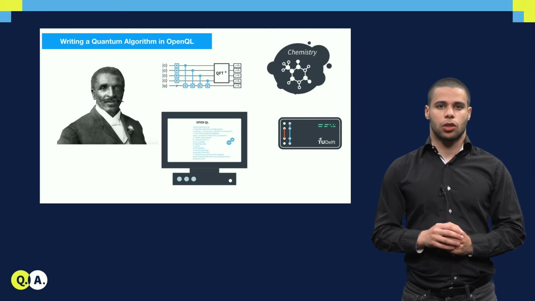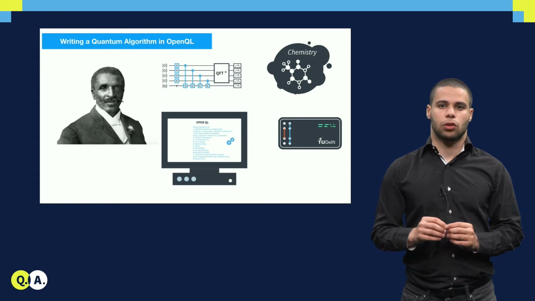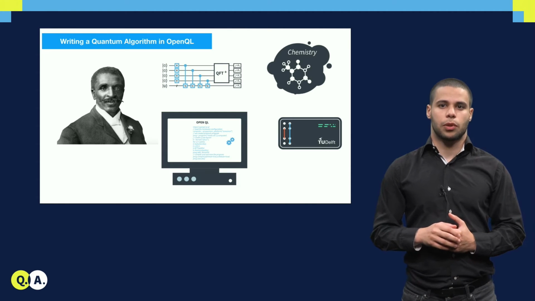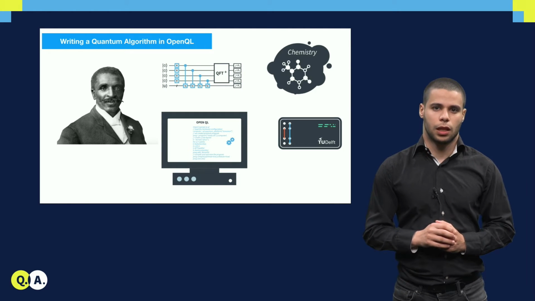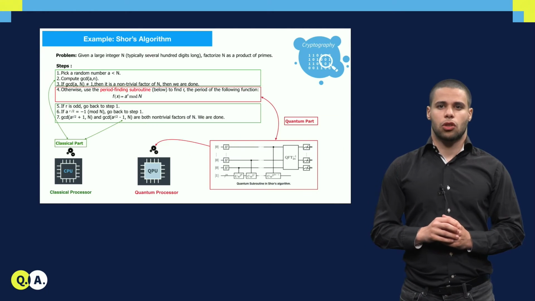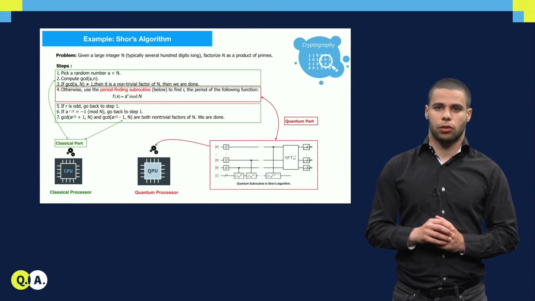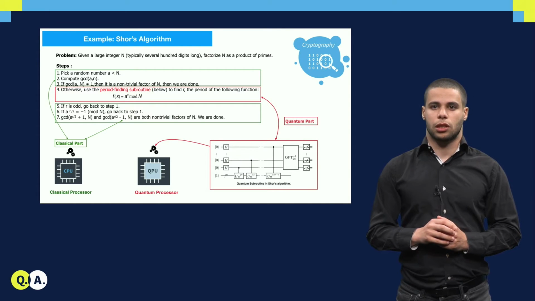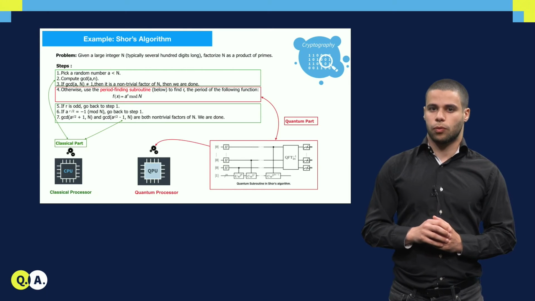In particular, we saw that these algorithms are composed of a mix of classical and quantum operations. The classical part can be executed on a classical processor, and the quantum part can be executed on the quantum processor. For instance, Shor's algorithm is a famous quantum cryptography application for prime number factoring. This algorithm is composed of a classical computation, such as the greatest common divisor computation, and a quantum computation, such as the quantum Fourier transform.